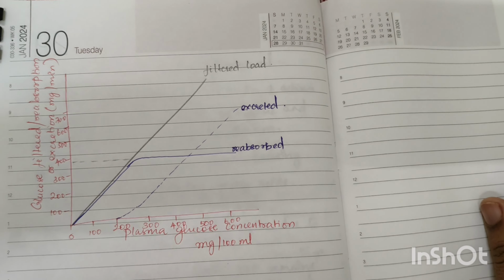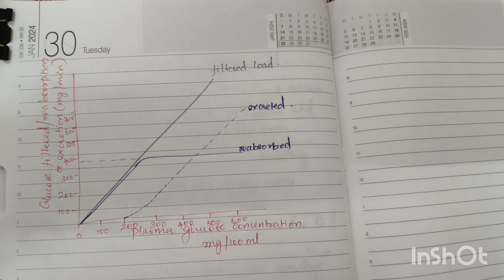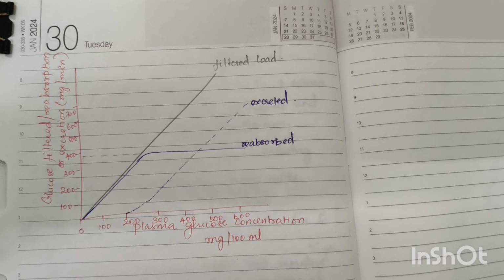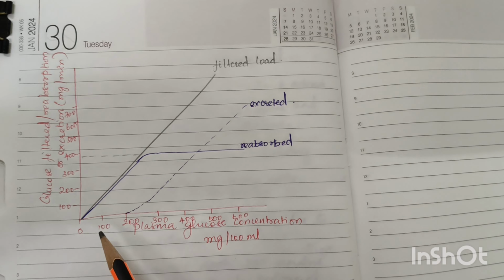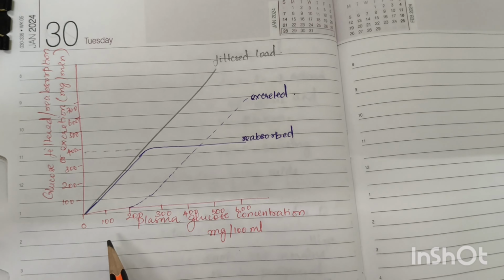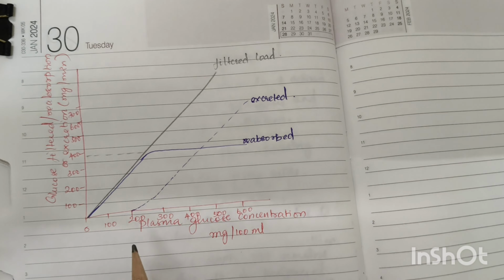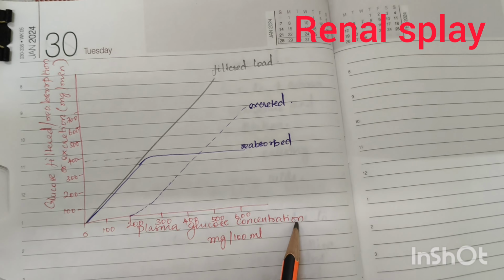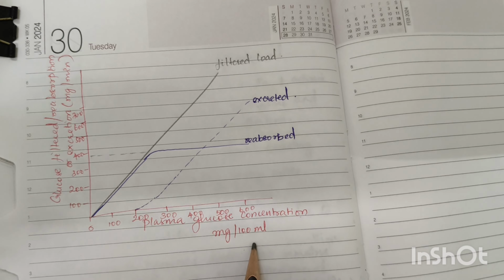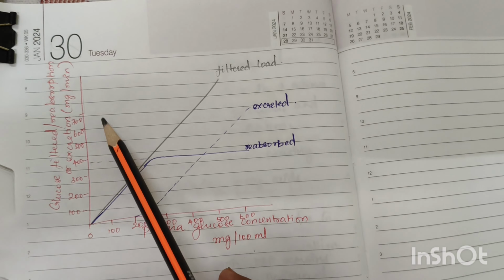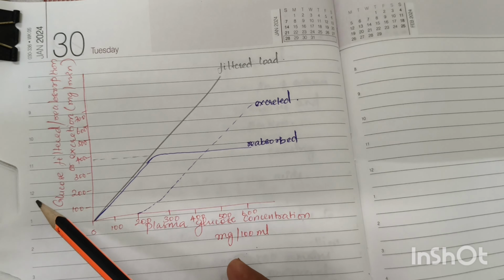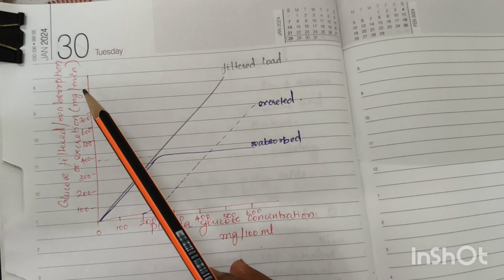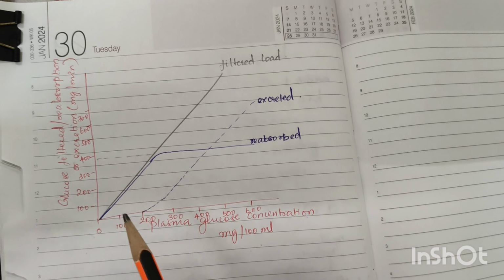Hi, good morning. Today we'll see about the reason behind renal splay. First of all, we'll understand what is renal splay. So here is a graph which is taken from Guyton actually. Here the x-axis represents the plasma glucose concentration in milligram per deciliter, and the y-axis represents the glucose filtered load, reabsorbed or excreted amount in milligram per minute.